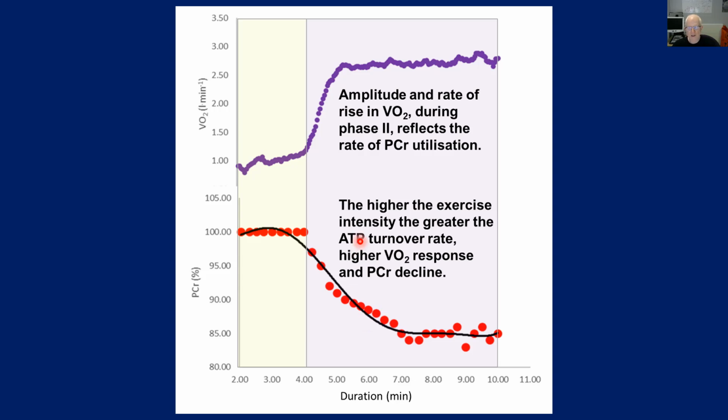So as we've already said, the higher the exercise intensity, the greater the ATP turnover rate, higher VO2 response, and therefore a greater PCR decline. Whereas in the previous schematic from Rossiter's group, they were looking at about a 15% decline, that might be for relatively low intensity exercise. If we were to go for much higher intensity exercise, you might be looking at a 50% decline within the first 3 to 4 minutes of exercise. So you end up with this quite nice mirroring, and that's why we are able to use the VO2 response as a proxy indicator of creatine kinase reaction in the muscle tissue.